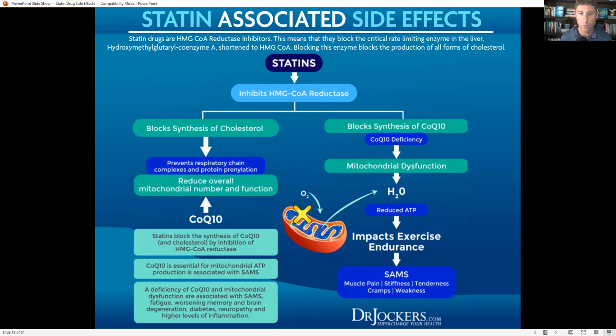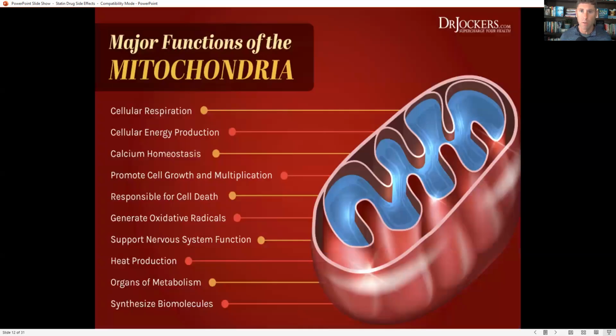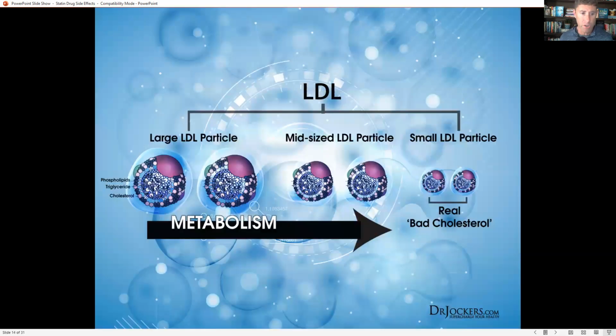A deficiency of CoQ10 and mitochondrial dysfunction are associated with SAMs, fatigue, worsening memory and brain degeneration, diabetes, neuropathy, and higher levels of inflammation. So we get a lot of issues there because we have mitochondrial dysfunction based on what these statins are doing. And we know that mitochondria are critical for producing all the energy in our body. They're so critical for that, so we can't function and thrive without healthy mitochondria.